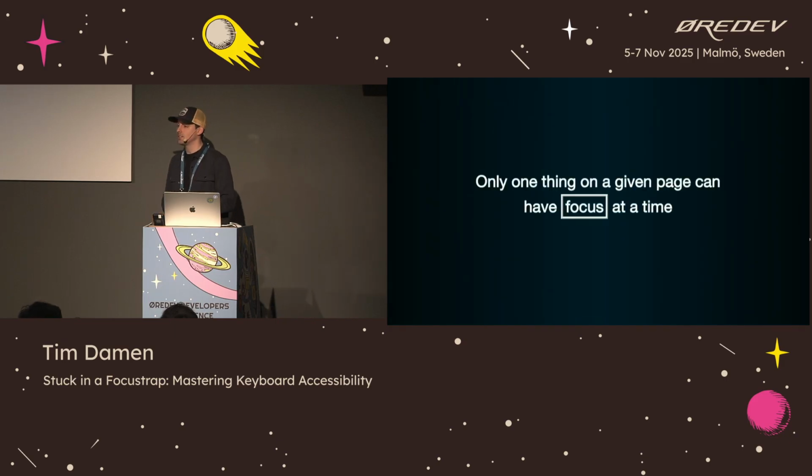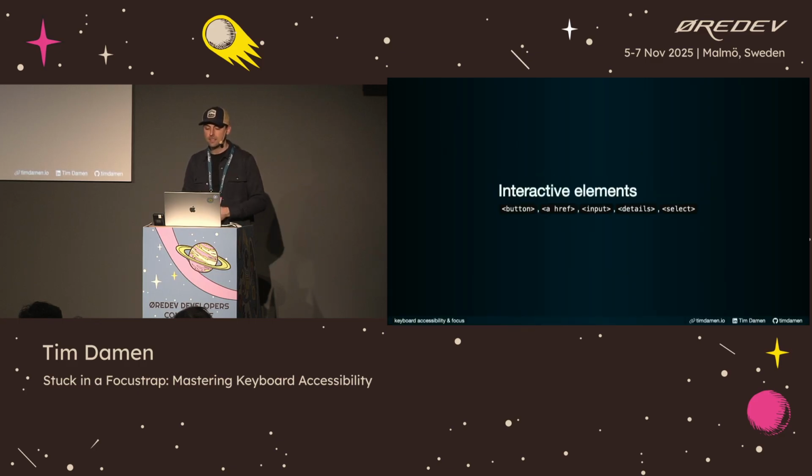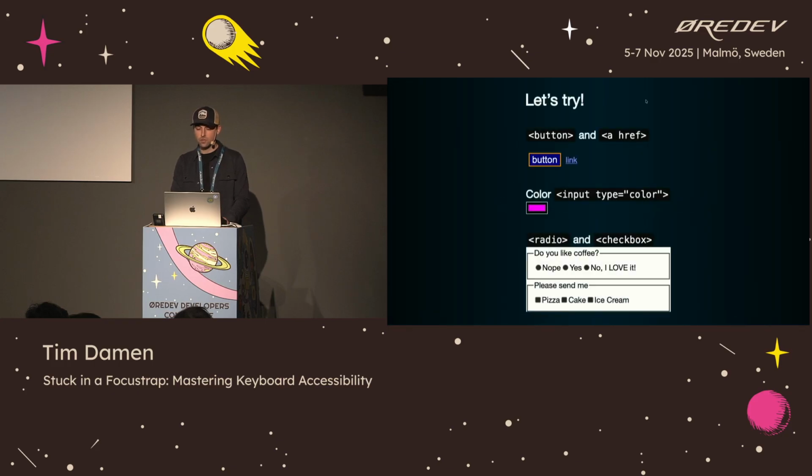What's good to know is that only one thing at a time can have focus on the web page, not multiple ones at the same time, only one. And the interactable elements, which I already mentioned a couple of times, are for example the button, link, input fields, details element and the select. I brought a few as well. For example, the button and the link. Activate the button with the spacebar, or the link by hitting Enter.